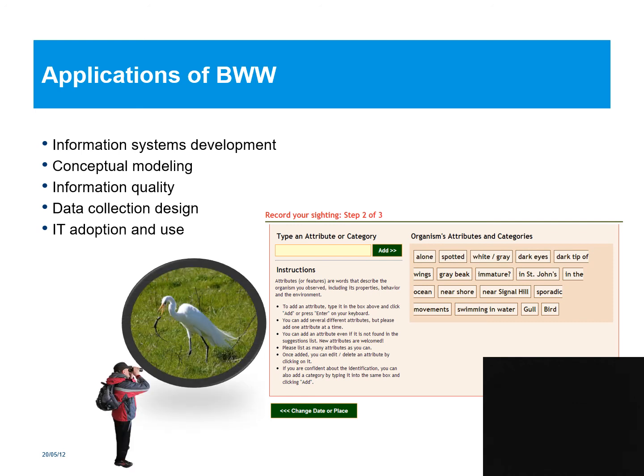So suppose you are observing some bird out there. Using the ideas from BWW, I would reason that you would be observing a thing, and I would be asking you to describe what you've observed, the thing that you've observed using its attributes.